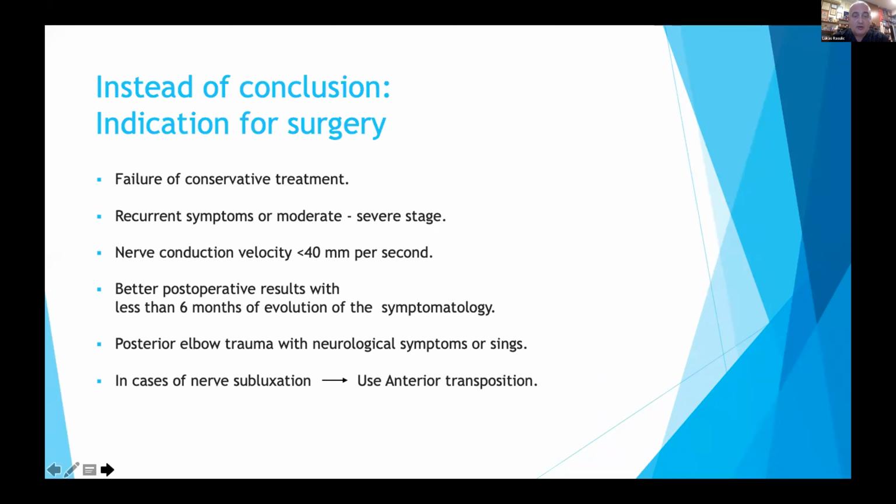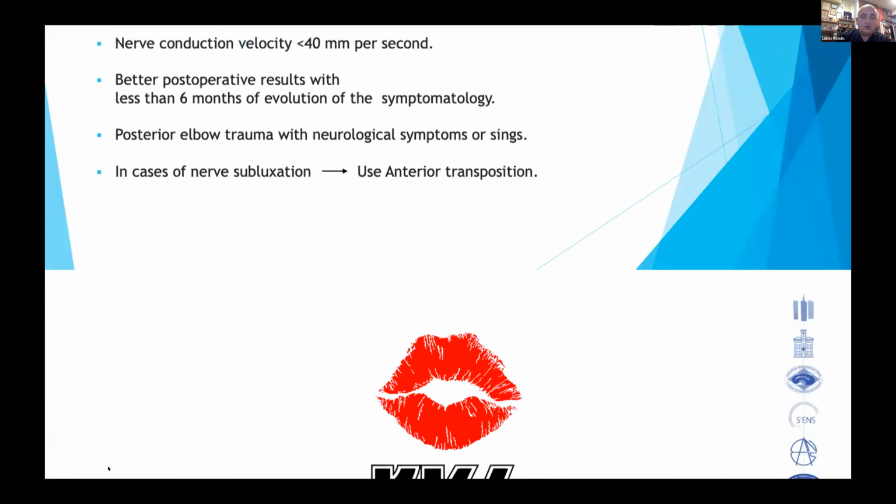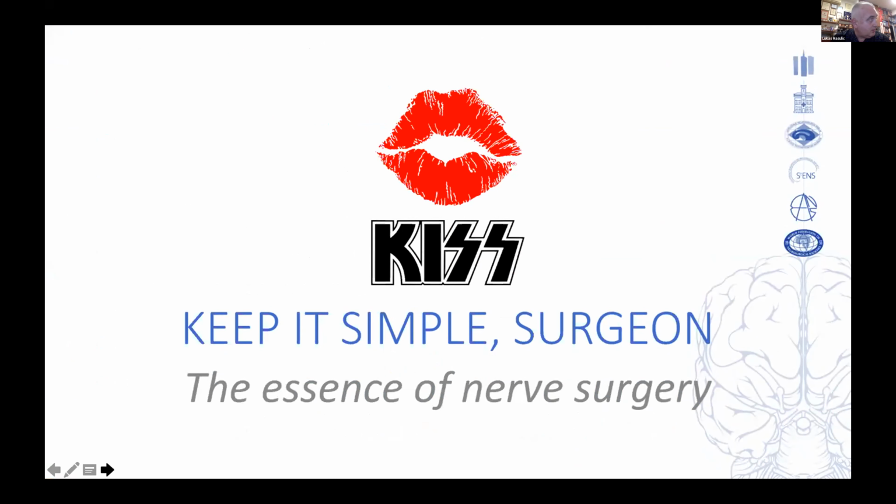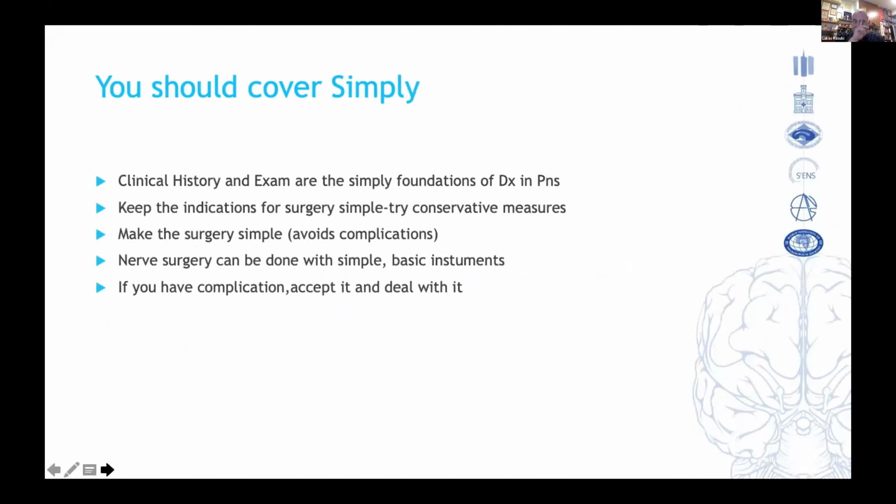Posterior elbow trauma with neurological symptoms or signs is a clear indication, and in the case of nerve subluxation, you should use anterior transposition. Our close friend Eric Zager favored this strategy in peripheral neurosurgery, which I also use in my department, and this is courtesy of him, this idea to promote the KISS strategy, keep it simple surgeon, in terms of treatment of this patient, the essence of neurosurgery. So you should cover simply: clinical history and exam are the simple foundations of diagnostics in peripheral neurosurgery.